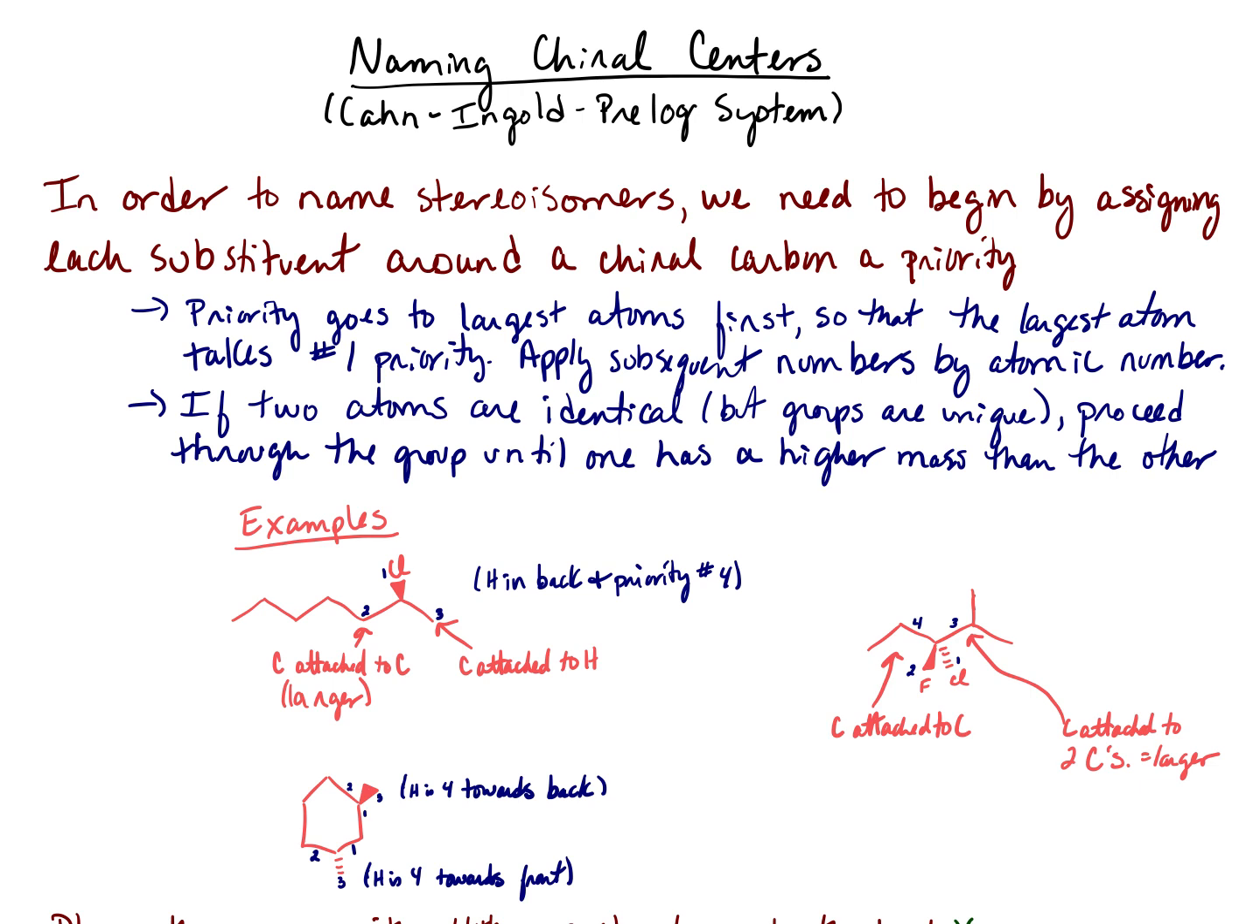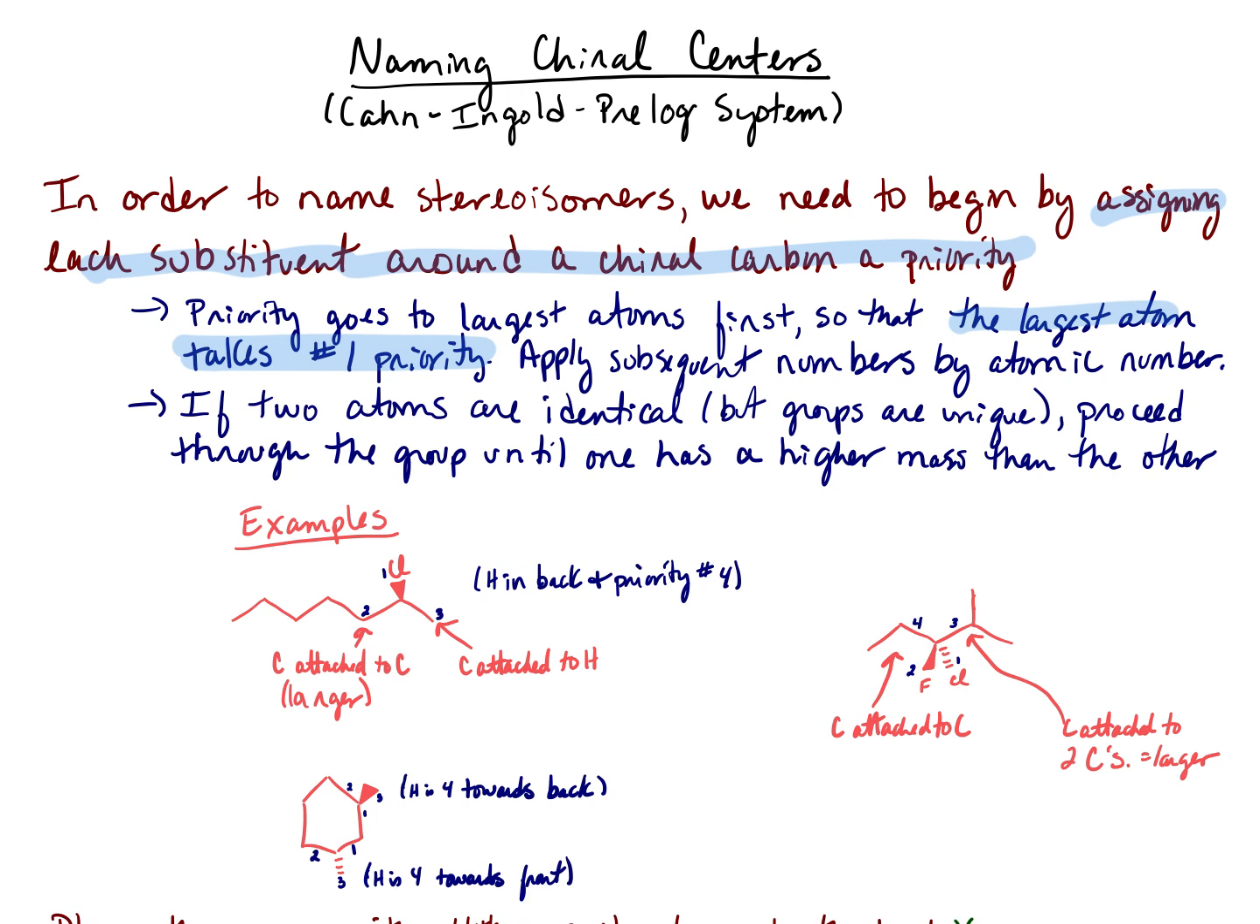And basically what we need to do is start by assigning each substituent around the carbon atom a priority. So priority goes to the largest atoms first. The largest atom takes the first priority, or the highest priority. And it's weird when I say highest, it's really the lowest number. So, it takes the number 1 position. From there, you just keep applying subsequent numbers by atomic number. Now that's if everything's sort of different.